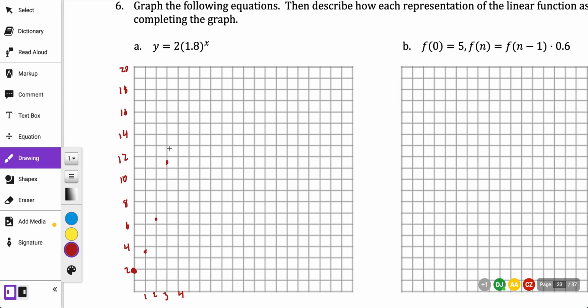And I think we can fit one more in here. Let's do 1.8 to the fourth power. So that will give me 10.497. And then we're going to double that. We'll get just above 20. So when we plug in 4, it'll be just 20.995. So we'll put it about right here.